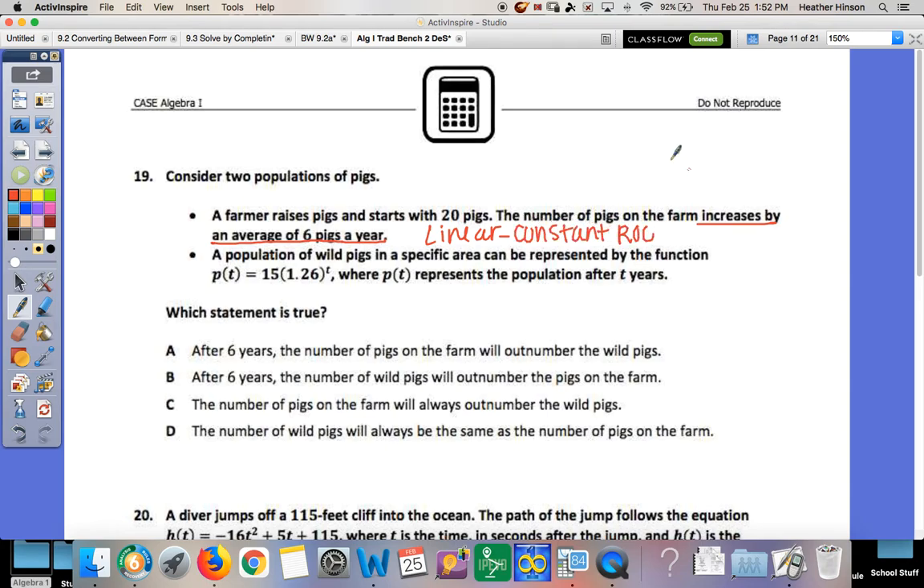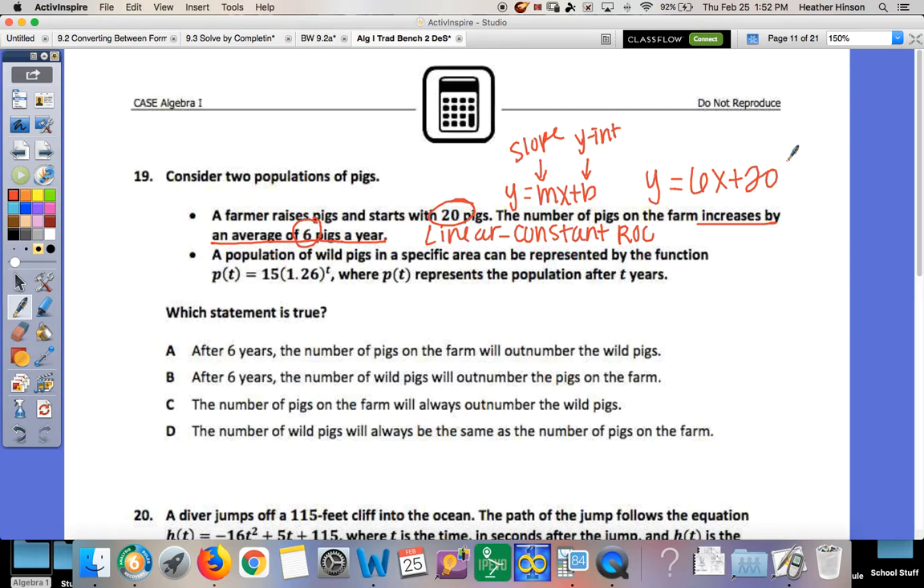So we're going to do y equals mx plus b. So m is your slope, b is your y-intercept. So what's our slope? How much is it increasing or decreasing? It's increasing by 6. So y equals 6x. How much do we start with? Our y-intercept would be 20. So that's your first problem.